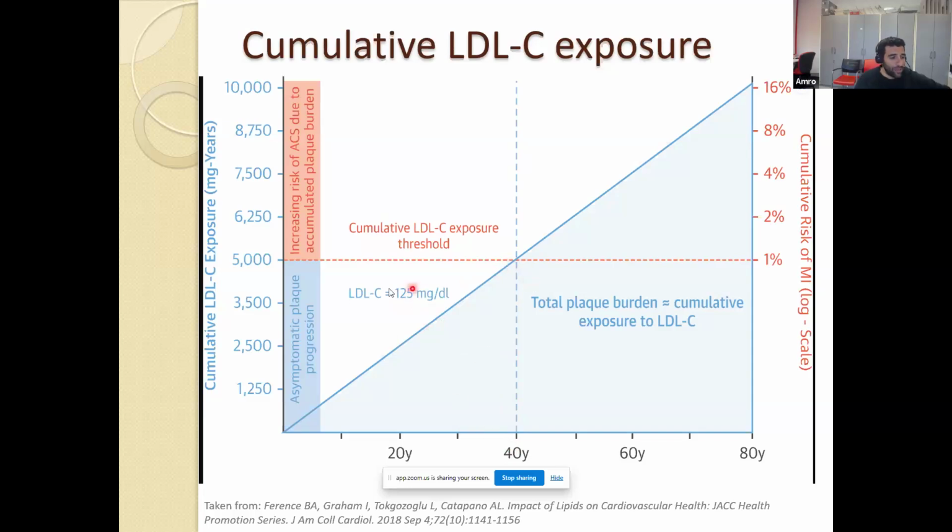So if my LDL cholesterol has been 3.2 for the last 40 years, I have already reached my risk. I've already reached a level at which I am at significantly increased risk of developing atherosclerotic cardiovascular disease. You can see it becomes a logarithmic scale of your risk. So it becomes very, very high.